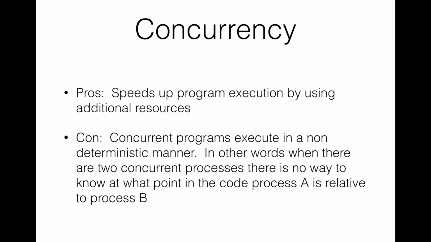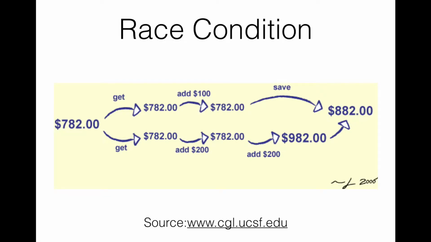Okay, so this raises another number of issues. The pro of concurrency is obviously that it speeds up the program execution, because you can do two things at once. But the con is there's no way to know. It doesn't have the same deterministic behavior, so it becomes much more difficult to debug, and we have to take into account certain things that can happen because there's no way to know what interleavings the two different processes have of their instructions. To give you an example, this is what's known as a race condition.